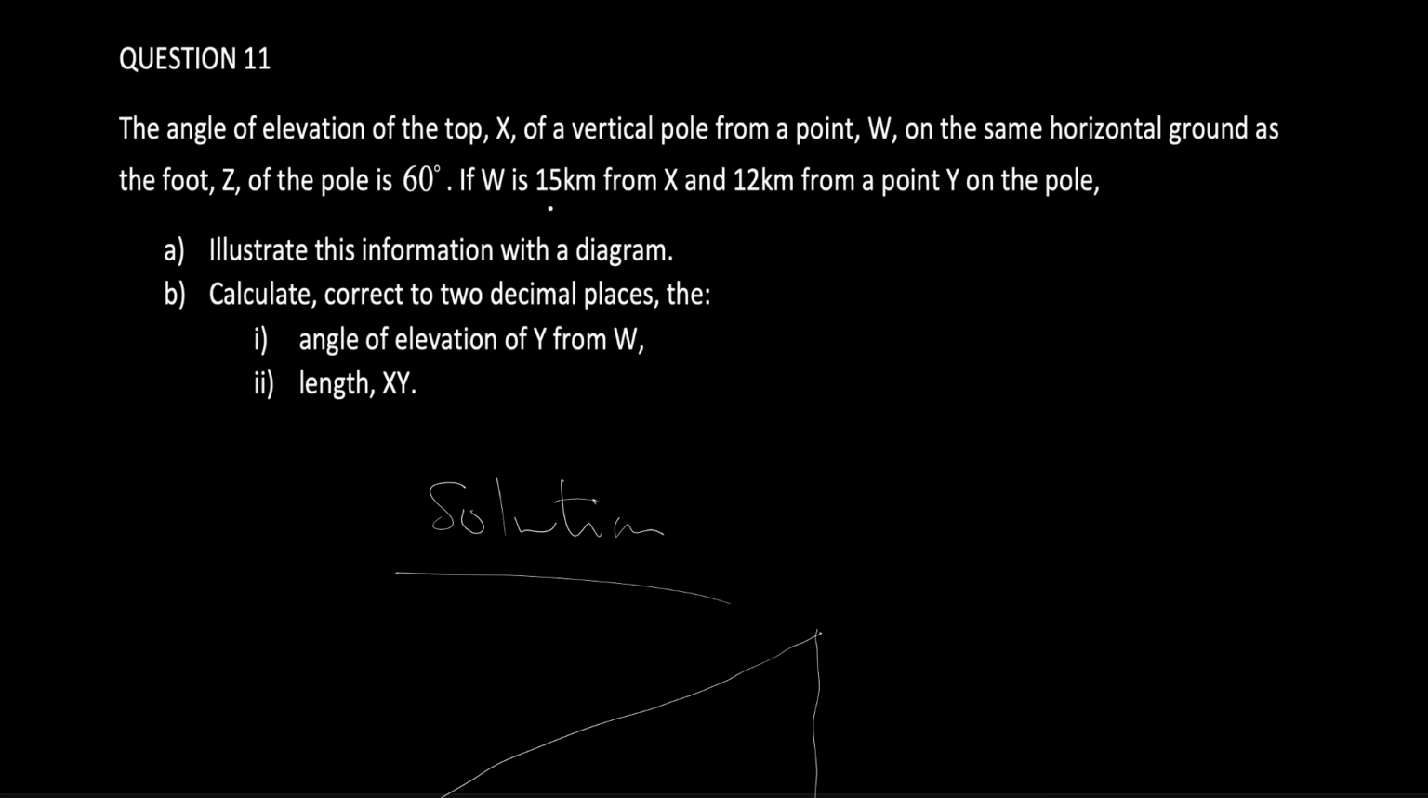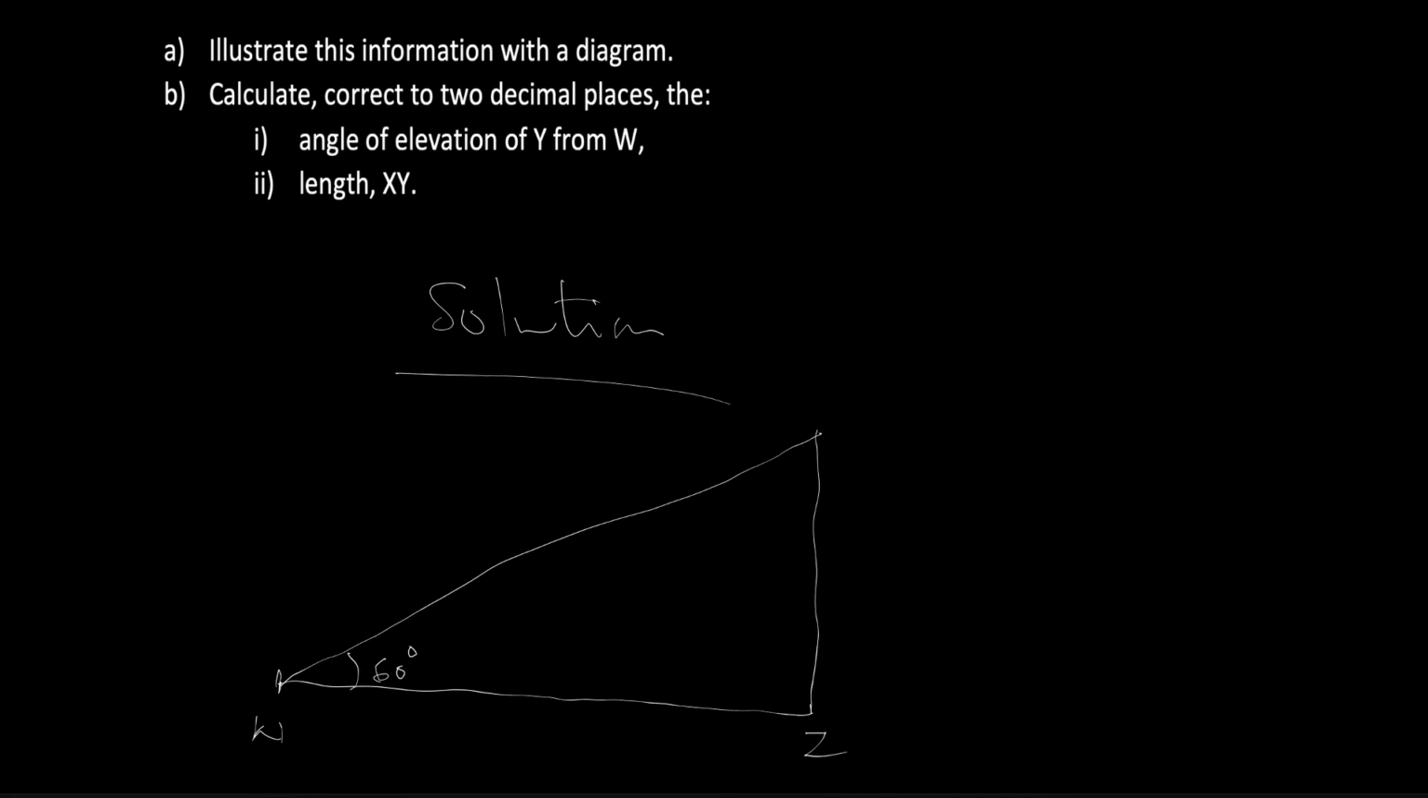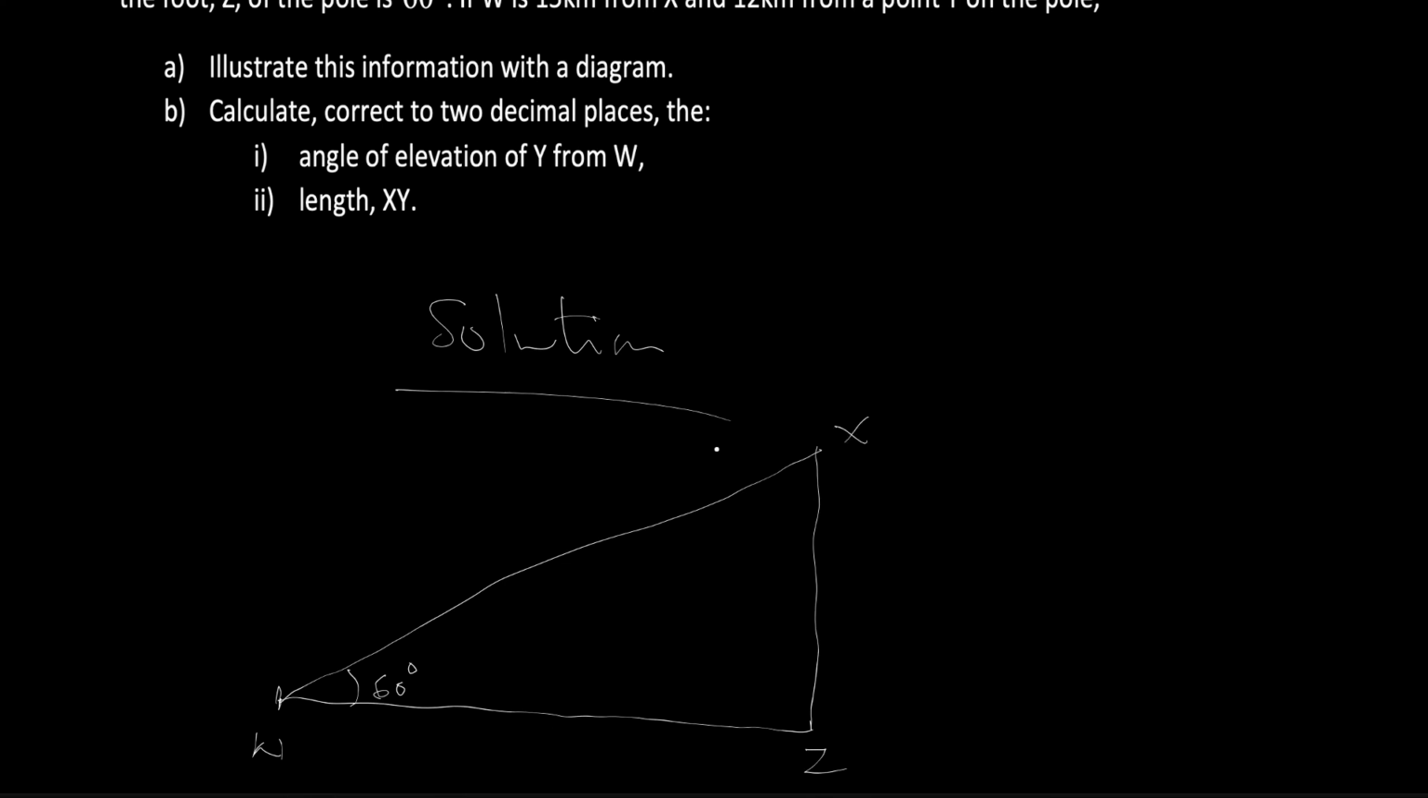If W is 15 kilometers from X, and 12 kilometers from a point Y on the pole. So say here is Y. From W to Y, we have 12 kilometers. Illustrate this information with a diagram.